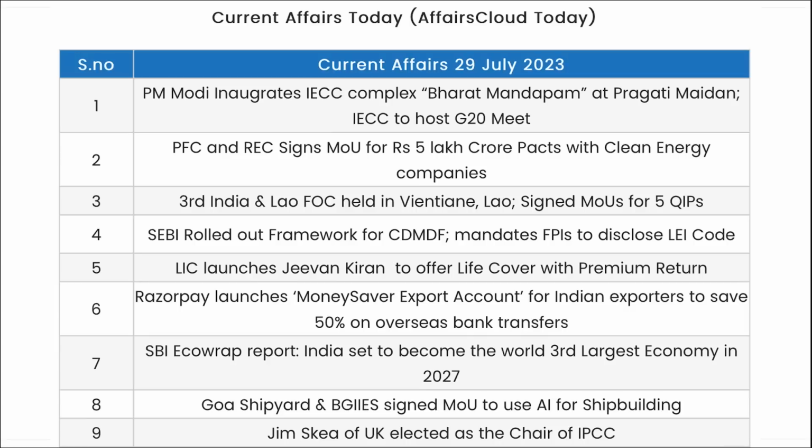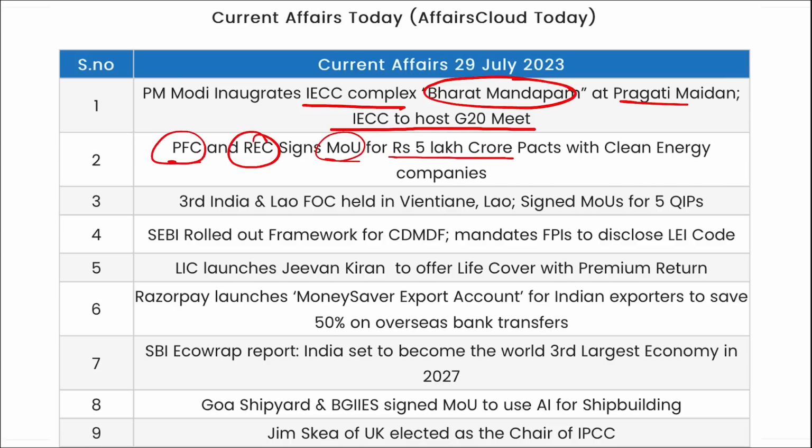Now let's go for a quick revision. Prime Minister Narendra Modi has inaugurated the IECC complex, that is Bharat Mandapam, in Pragati Maidan in New Delhi, and this will be hosting the G20 meet. PFC and REC signed an MOU for a 5 lakh crore pact with various clean energy companies. Third, the India-Laos FOC was held in Vietnam, Laos, and signed 5 quick impact projects.